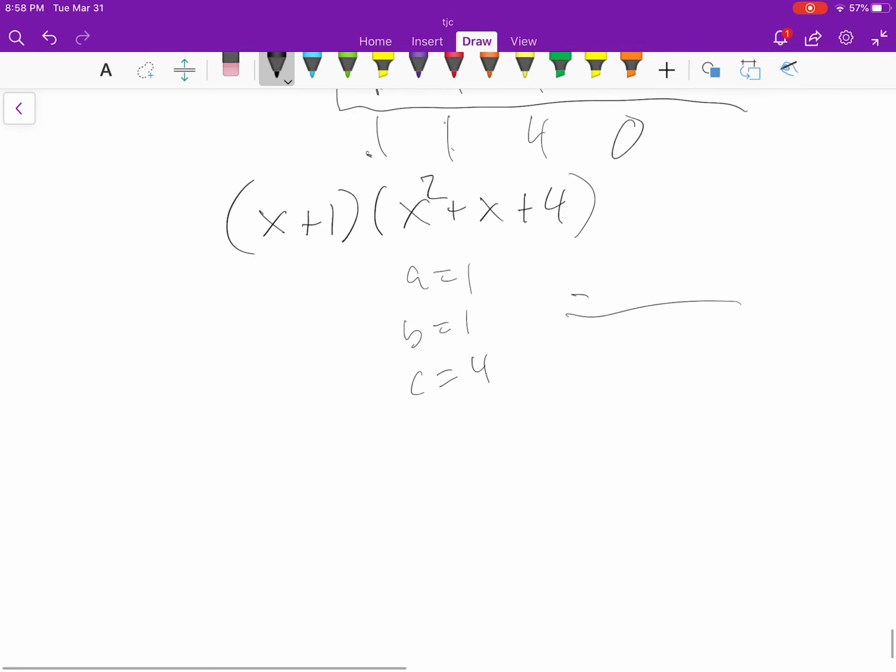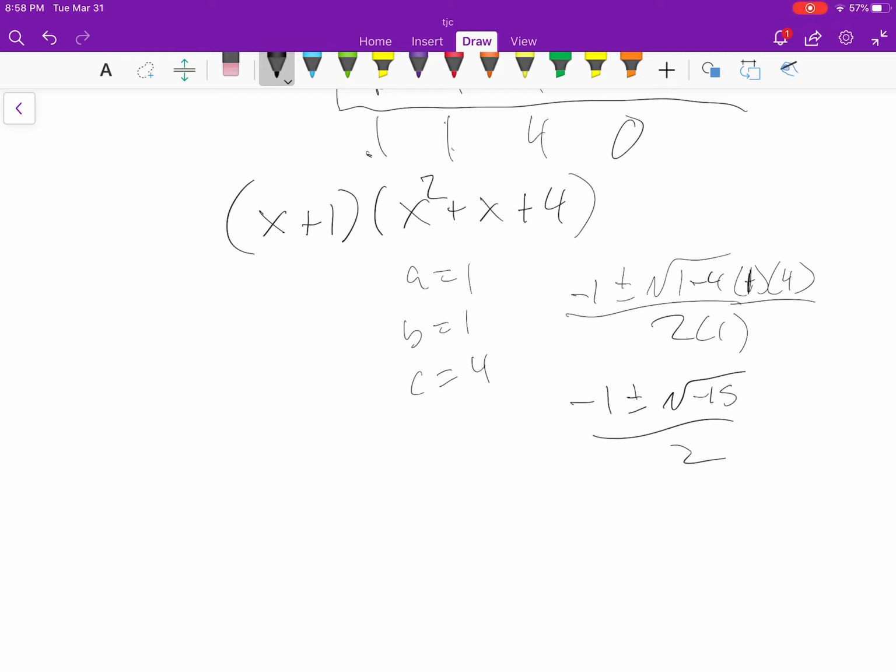Okay, we plug it in. Negative 1 plus or minus the square root of 1 minus 4 times 1 times 4, over 2 times 1. So it's negative 1 plus or minus the square root of negative 15, over 2. Notice this is a negative value right here. This is negative, which means we have two imaginary solutions. So what are our imaginary solutions? Negative 1/2 plus or minus square root of 15 over 2 i.